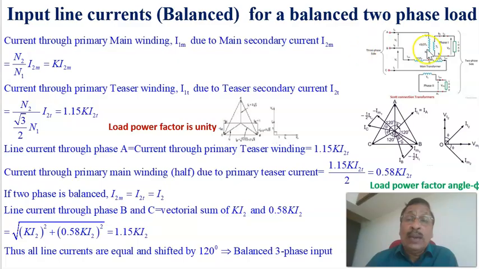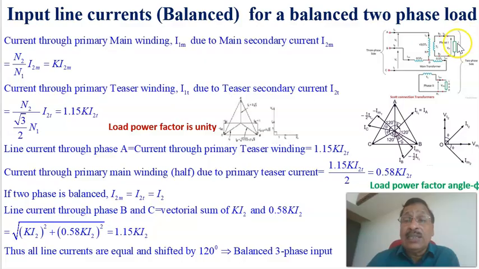Similarly, the current through the teaser transformer primary due to the load current I2T on this side is, again as per the transformer principle, N2 divided by the number of turns here, which is root 3 by 2 N1, into the secondary current I2T. Therefore it equals 1.15 K, where K equals N2 by N1, times I2T.